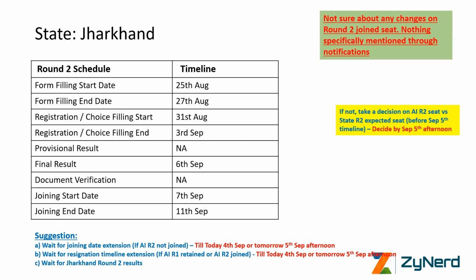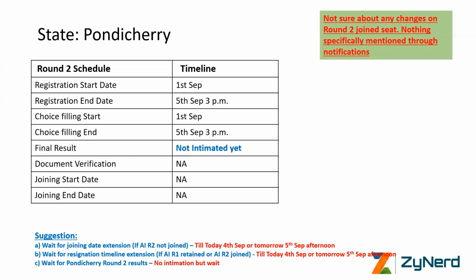is a seat you're going with, the state round 2 seat, and you don't want your All India round 2 seat. If you have to resign the seat you already retained or joined, then you'll have to go to that institute and be there on September 5th without any intimation. Tomorrow morning, if there is a notification, then you'll have to come back. So these things you'll have to manage. Yes, it involves a lot of travel, but you have to manage.